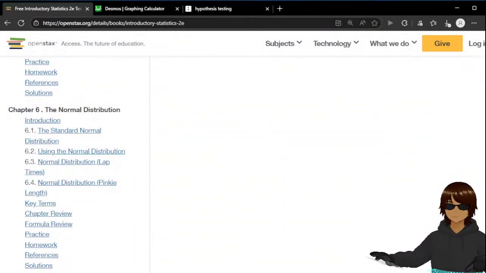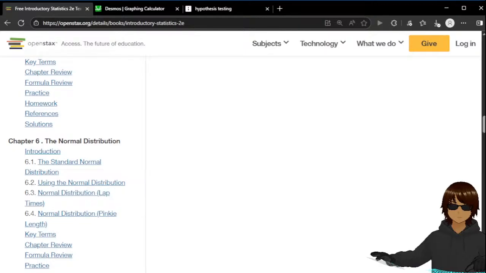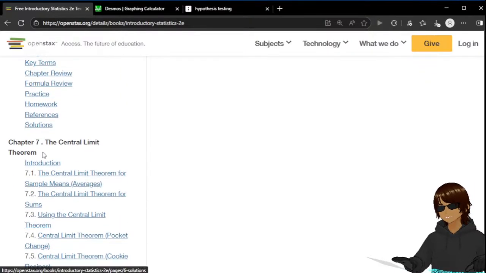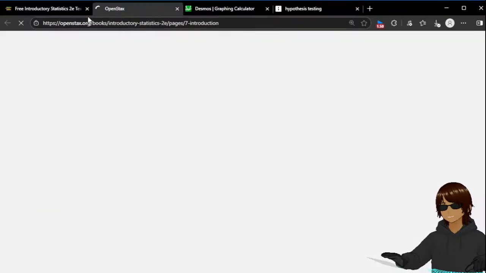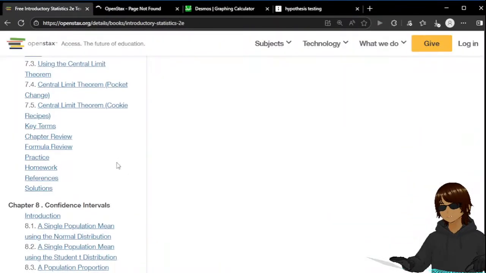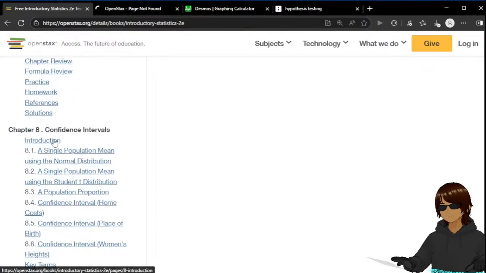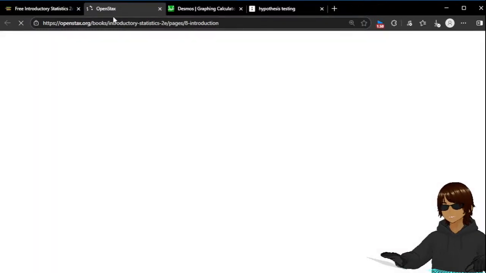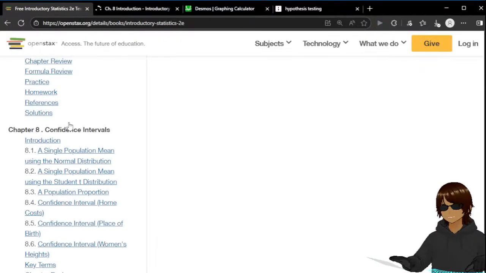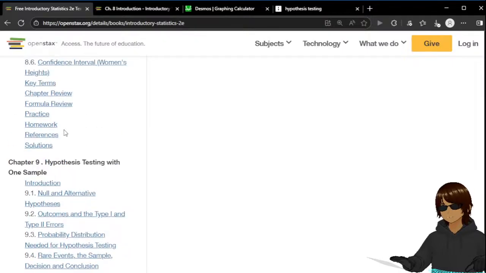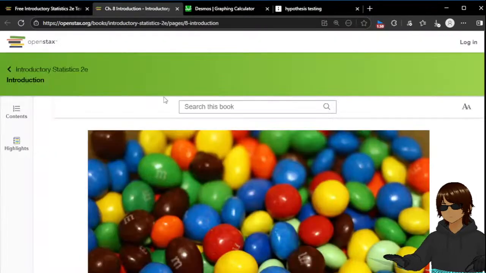So, last time I studied about the normal distribution. This time I'm going to be just starting the next chapter. Sorry, last time I studied about the central limit theorem actually. This time I'm gonna start the next chapter, which is confidence intervals. So I'm planning to read chapter 8 and chapter 9 this stream.